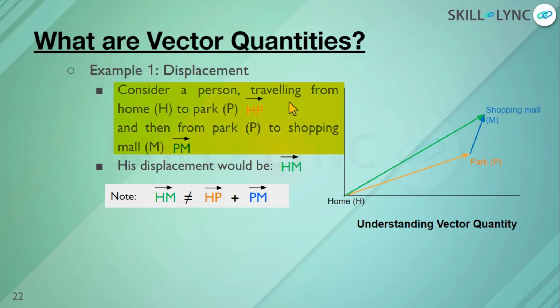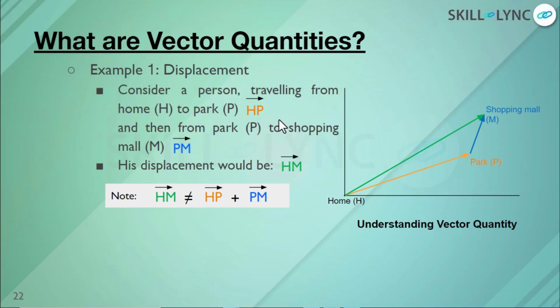Consider a person traveling from home to park, then to a shopping mall. So the vector from home to park would be, let's say, HP, and from park to shopping mall, the vector would be PM. So the resultant displacement would be HM. The point to be noted here is that vector HM is not equal to vector HP plus vector PM. As the figure represents vector quantities, they cannot be added by the algebraic rule. So we need a new rule for vector addition called the triangle rule of vector addition.